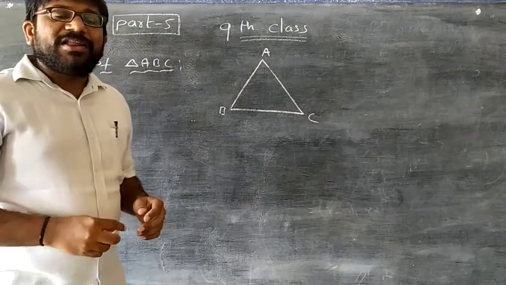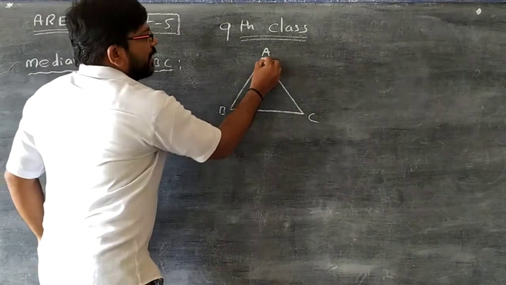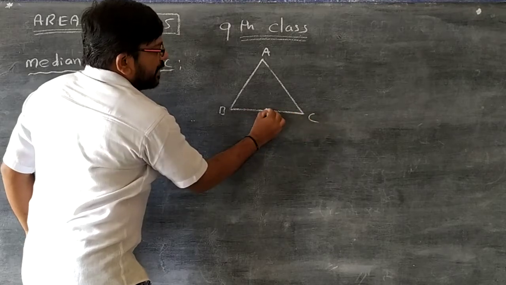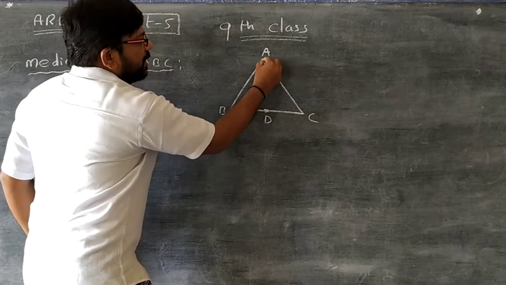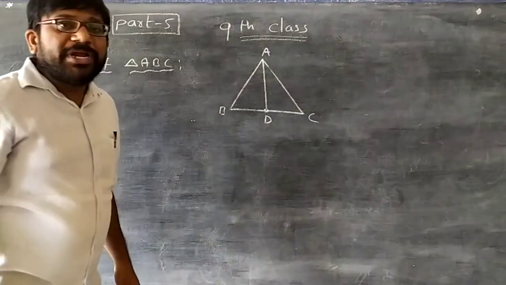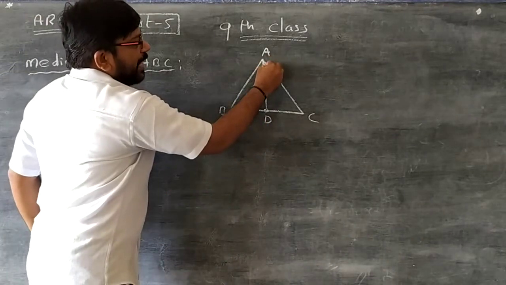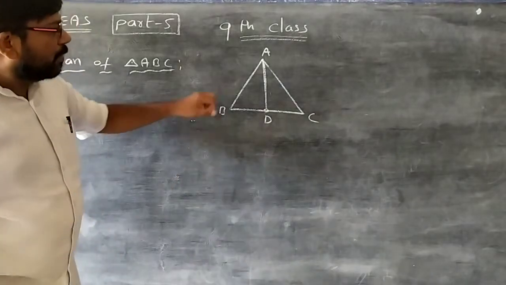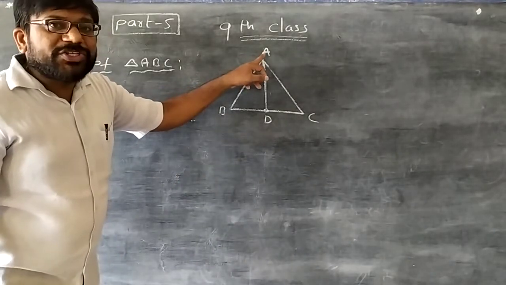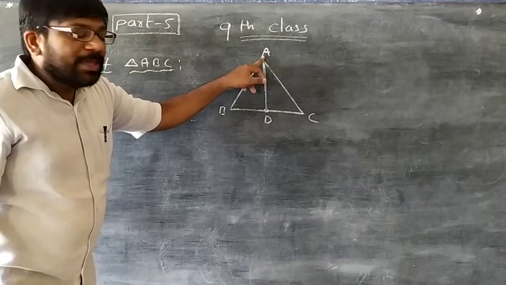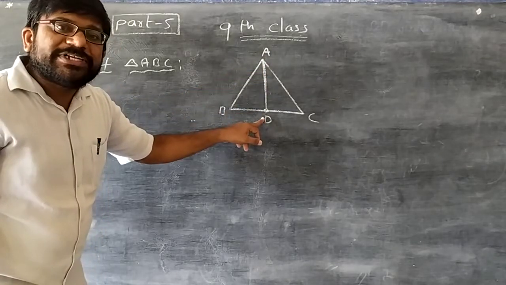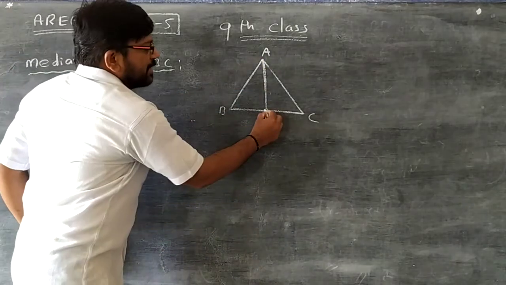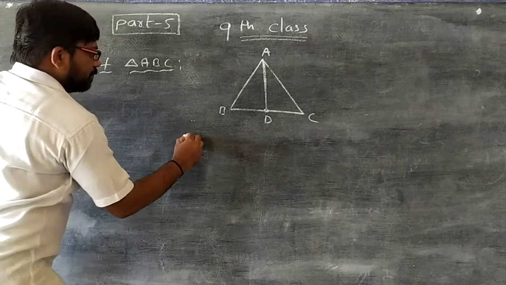A median is a line segment joining a vertex to the midpoint of its opposite side. D is the midpoint of BC. This is called a median of triangle ABC. AD is called one median. Once again, the line segment joining a vertex to the midpoint of its opposite side is called a median of the triangle. Here D is the midpoint of BC.